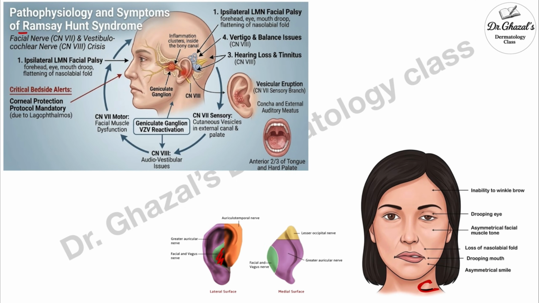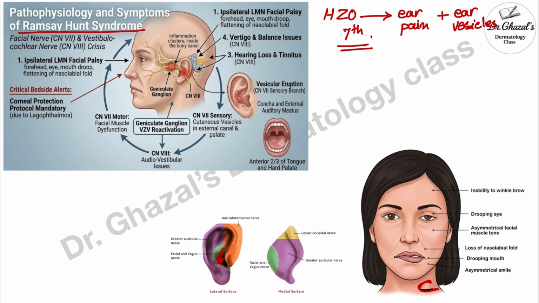Now coming to Ramsay Hunt syndrome. Before that, we should know herpes zoster oticus. Here there is ear pain and vesicles over the external ear. Where will be the vesicles? Where the seventh nerve supplies.